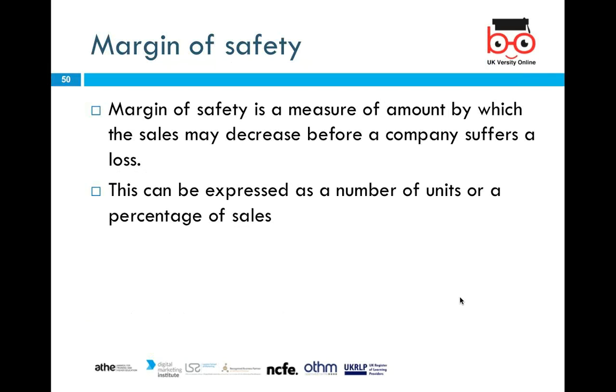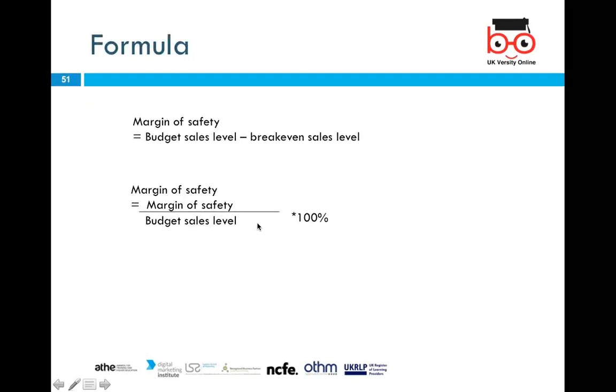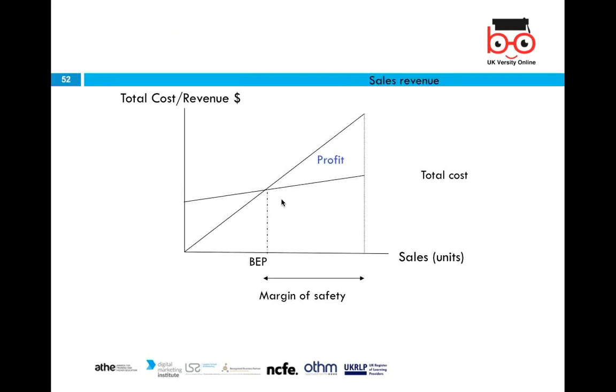So margin of safety is a measure of the amount by which sales may decrease before a company suffers a loss. It can be expressed as a number of units or as a percentage of sales. So we have margin of safety, budgeted sales, and break-even sales. If we subtract break-even sales from budgeted sales, we get the margin of safety. Or we can divide the margin of safety by the budgeted sales level and multiply by 100 to get the margin of safety as a percentage. So these are the two formulas to calculate the margin of safety.